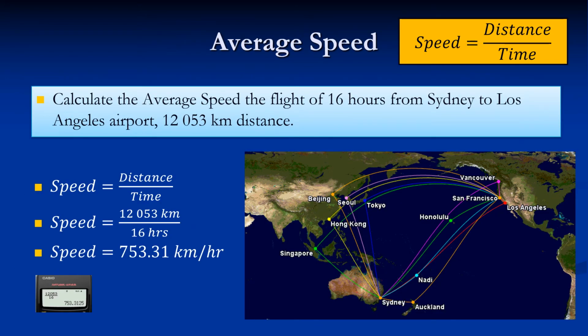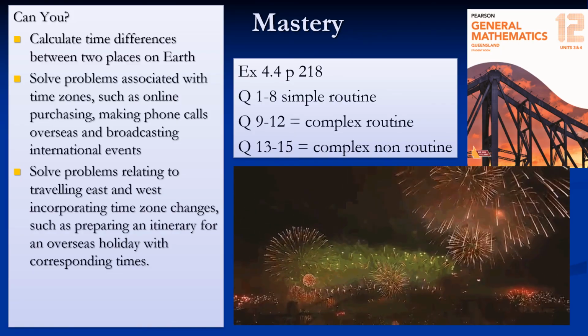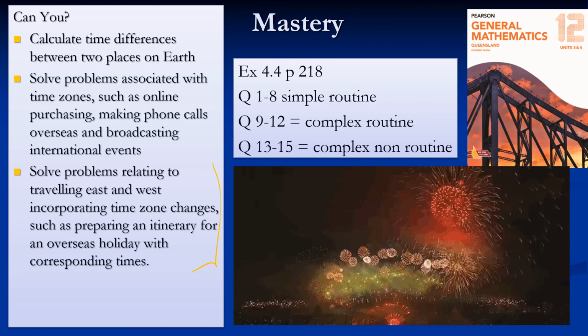We should also just think about the average speed. Now, the average speed of a flight of 16 hours from Sydney to Los Angeles, well, we know it took 16 hours. We had the hour layover, for example, but we'll just calculate that as the 16 hours flight. Now we're just saying, well, there's 12,053 kilometres distance, and speed equals distance over time. So this is a fairly straightforward one. What we're going to do is just say 12,053 divided by 16 hours, and that'll get us an average of 753 kilometres per hour.